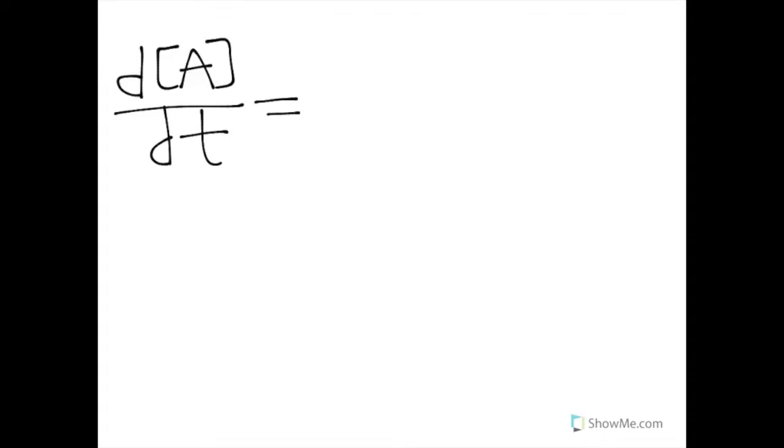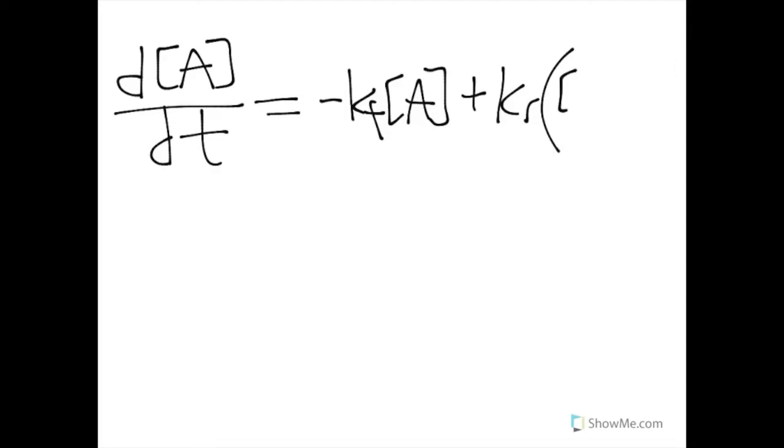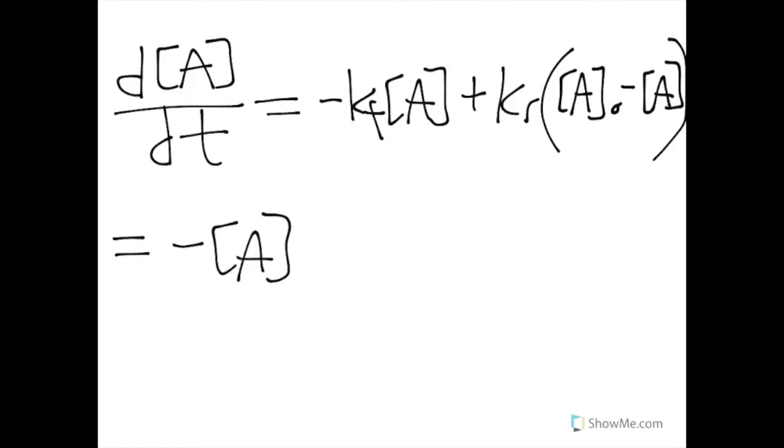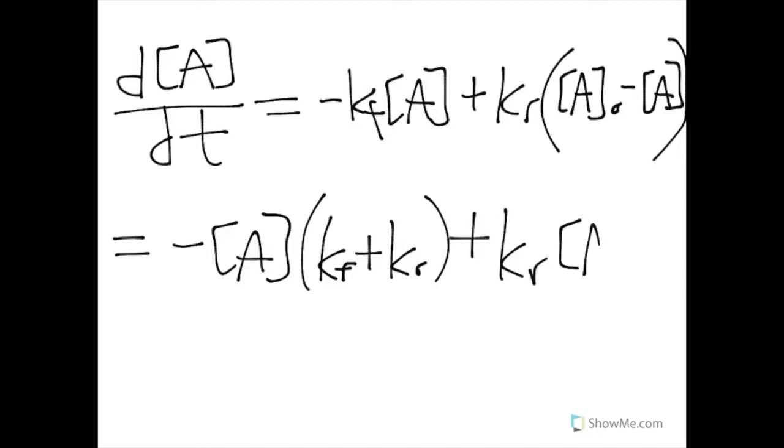And the reason we want to do this is so that we can now write our rate, which is dA/dt, in terms of only A. So we still have minus Kf times A, and we have plus Kr times B, and this time we'll write B as A naught minus A. So with a little bit of rearranging, we can get minus concentration of A times the sum of both rate constants plus Kr times A naught.